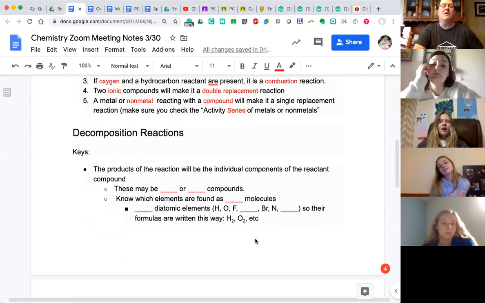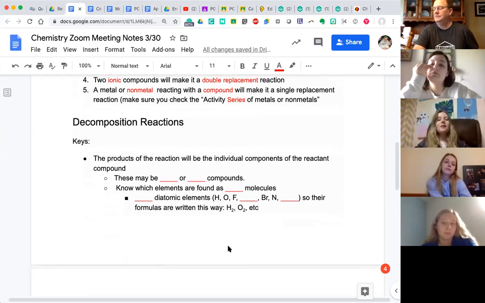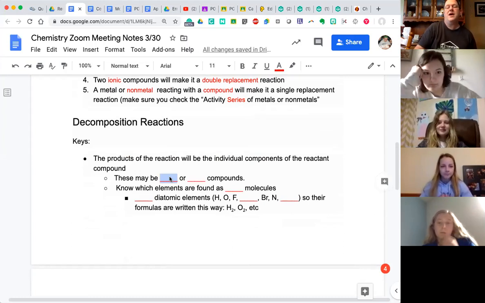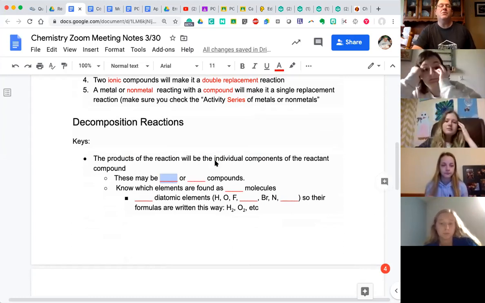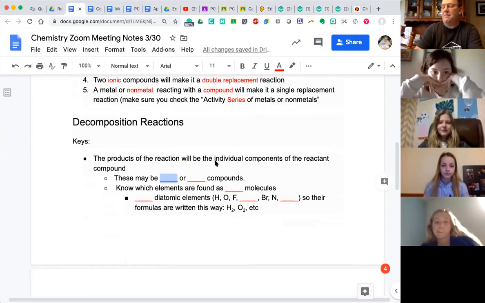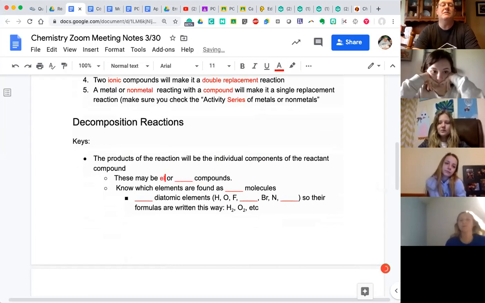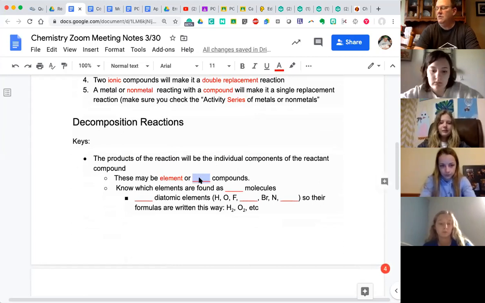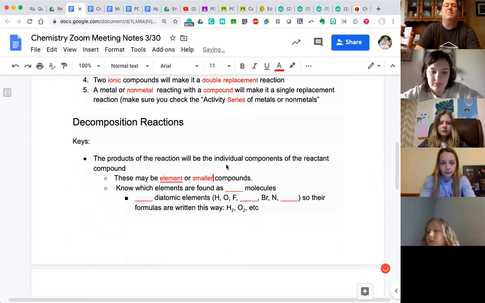All right, moving on. Okay, decomposition reactions. Products of the reaction will be the individual components of the reacting compounds, right? So we're just going to tear a compound apart. Sometimes we're going to form an element or a smaller compound.